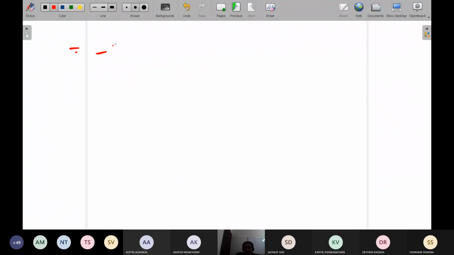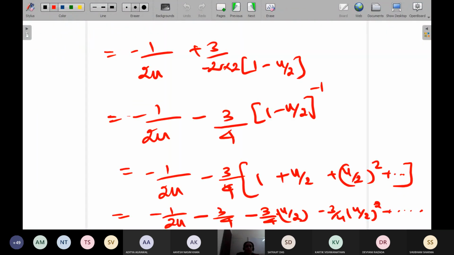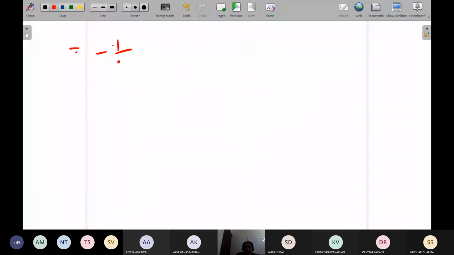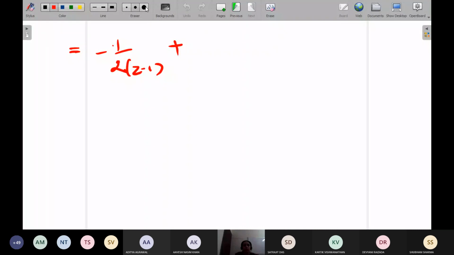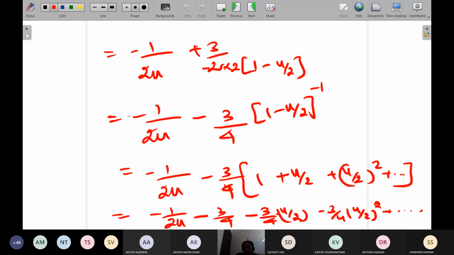Okay, so I'll get minus 1 by 2 into z minus 1 plus or minus, can write this as minus of summation. Easily you can write it like this, right? Minus summation n is equals to 1 to infinity or 0 to infinity. Yes, can make it 0 to infinity. I have 3 by 4 commonly everywhere.